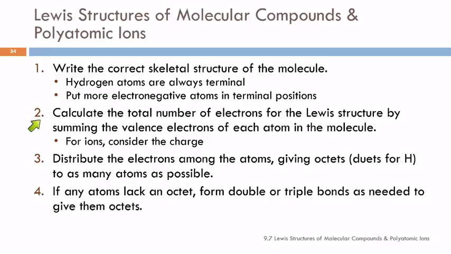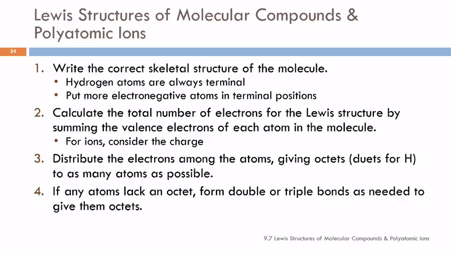Then we want to figure out the total number of electrons for the Lewis structure, and we do that by counting up all the valence electrons for all the atoms in the molecule. And then if we have ions, we have to take into account the charge. So if you have a -3 ion, that means you have to add in 3 electrons. If you have a +2 ion, you have to subtract 2 electrons. And those are your dots.